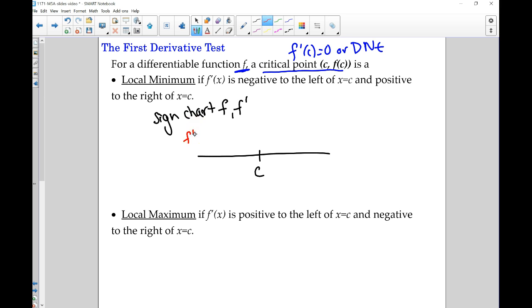There's going to be f prime above, and it said it was a minimum if it was negative to the left. So in this region the derivative would be a negative value, and it would be positive to the right. Okay, and just so we know, to find this, you would need to find it by using a test value. Okay, we'll see how this works in an example.